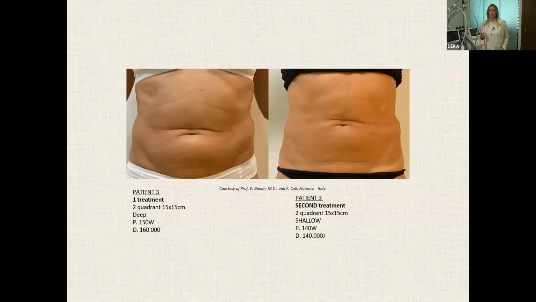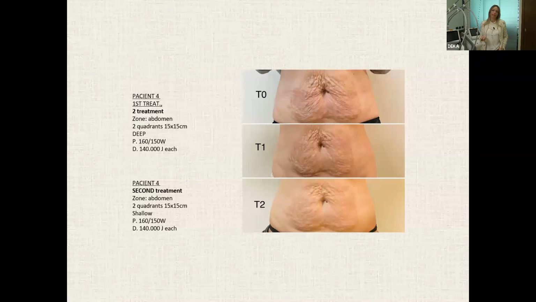This is after one treatment, sorry, two treatments. The first treatment made by deep handpiece, because in that case she had a little bit more fat. And after one treatment, when she lost some volume in the belly area, I treated her with a shallow handpiece. This is a particular case after pregnancy, and we combine fractional laser at the beginning. So in T0, she already did the fractional laser, and with two treatments, she improved a lot.